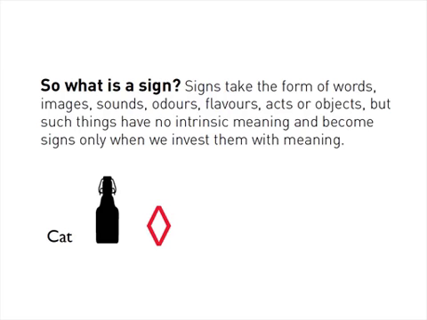Signs take the form of words, images, sounds, odours, flavours, acts or objects, but such things have no intrinsic meaning and only become signs when we invest them with meaning. So even the way a person walks is a sign. So we have to have this societal agreement on what mopey is before we can hunch our shoulders and stare at our feet and just walk really slowly.